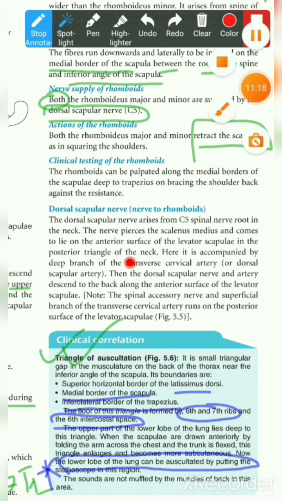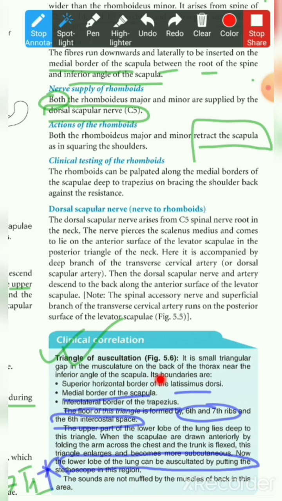There is a space that is called the triangle of auscultation. It has some clinical importance, so let's see what the triangle of auscultation is. It is a small triangular area in the musculature of the back of the thorax near the inferior angle of the scapula. It is a small triangular muscular gap on the back of the thorax, just near the inferior angle of the scapula.